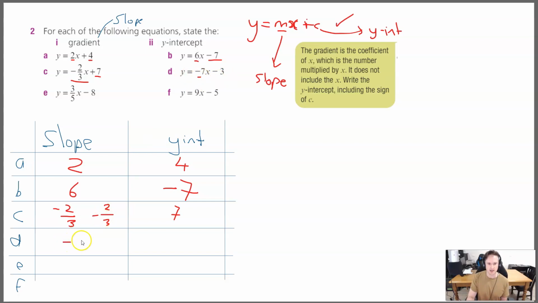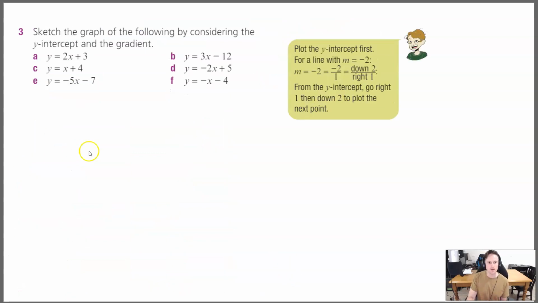The slope is going to be -7, and the y-intercept is going to be -3. For E, it's in the right form. So we've got 3/5, and the y-intercept is going to be -8. And F, it's in the right form. It's going to be 9 is the slope, and the y-intercept is going to be -5. And that's it. So question 3, sketch the graph of the following by considering the y-intercept and the gradient.